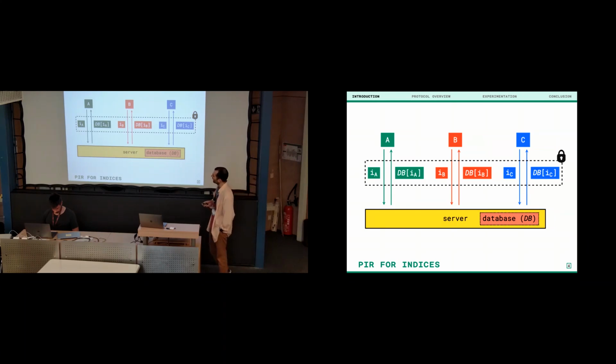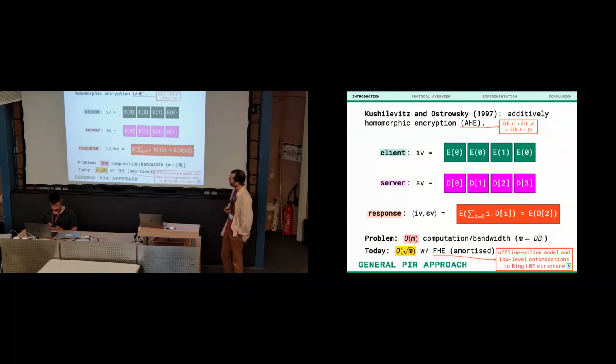You have a server with a public database, and you have clients like A, B, and C, and they want to retrieve things from the database. The thing you want to hide is what the clients are trying to access. We're going to be looking at PIR for indices, which means the database is like a flat array. Each client asks for an index of the database, and they receive back the element associated with that index. And like I said, the thing that's protected is the indices in these queries.